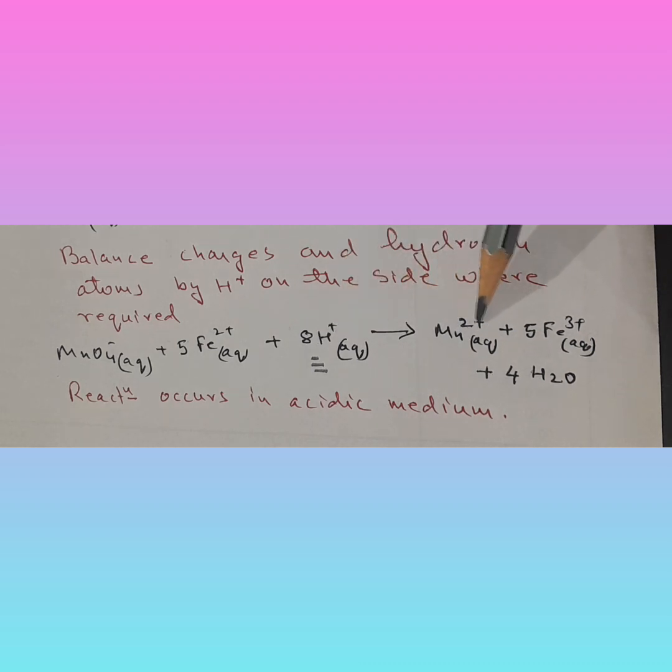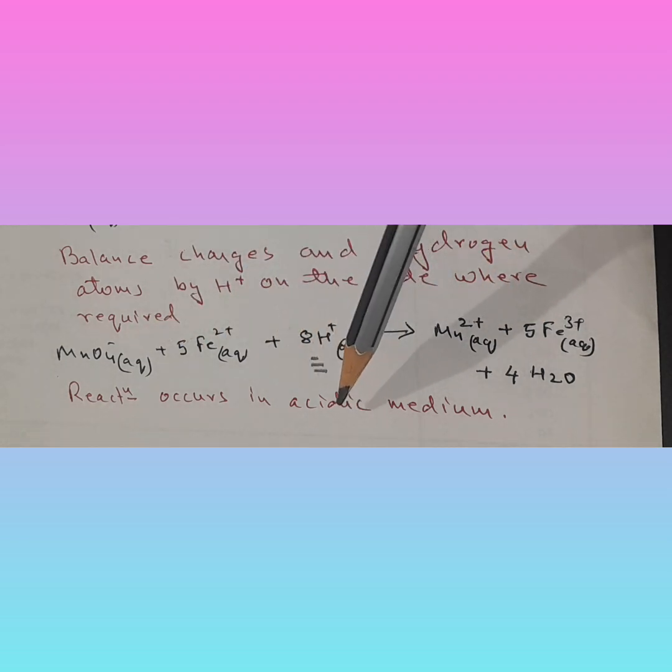Let's check the charge. Mn2+ is 2 plus, and 3 plus into 5 is 15, so 17 positive charge here. Here it is 8, and 5 into 2 is 10, so plus 10 plus 8 is 18, and minus 1, 17. So 17 plus here and 17 plus here. Charge balanced, hydrogen balanced, all elements balanced. And another piece of information you get after balancing this reaction is that this reaction is in an acidic medium.